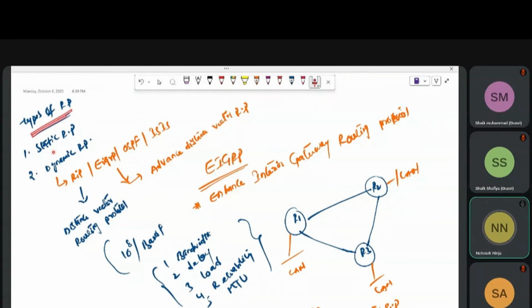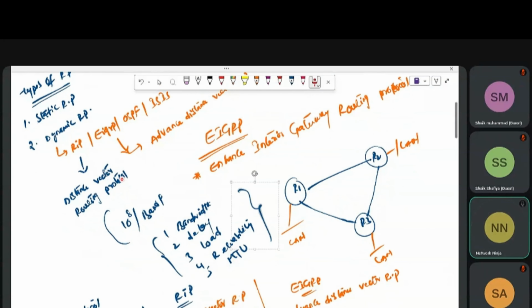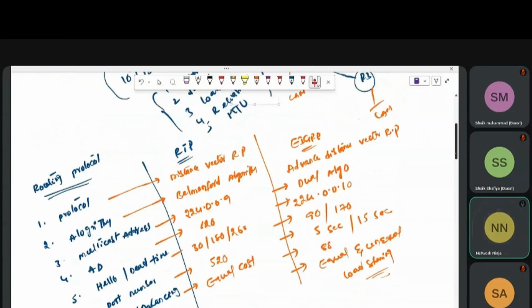Types of routing protocols: static, dynamic. In dynamic routing protocols, we have this many: RIP, EIGRP, OSPF, and BGP, IS-IS, right? So RIP is going to work on the distance vector routing protocol, and EIGRP stands for Enhanced Interior Gateway Routing Protocol. It is going to work on the advanced distance vector routing protocol.